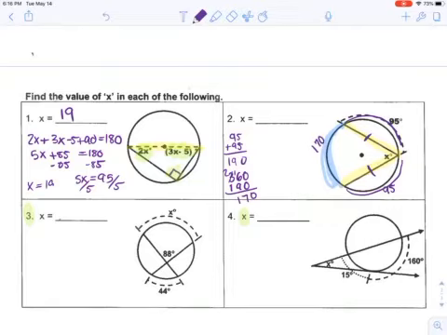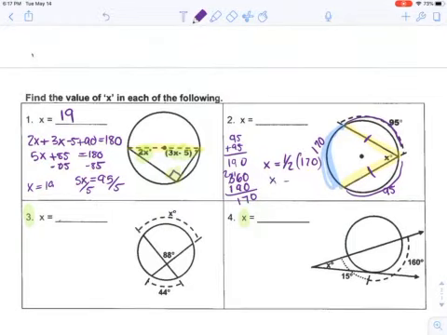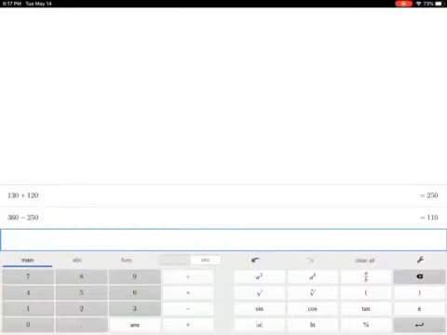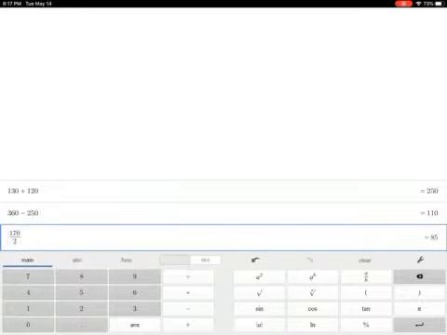Now I can set up my problem. The angle is half the intercepted arc, so half of 170. What is half of 170? Yep, it's, I believe, 85. X is 85 degrees. And I'm just going to check that with my calculator real quick. Great.